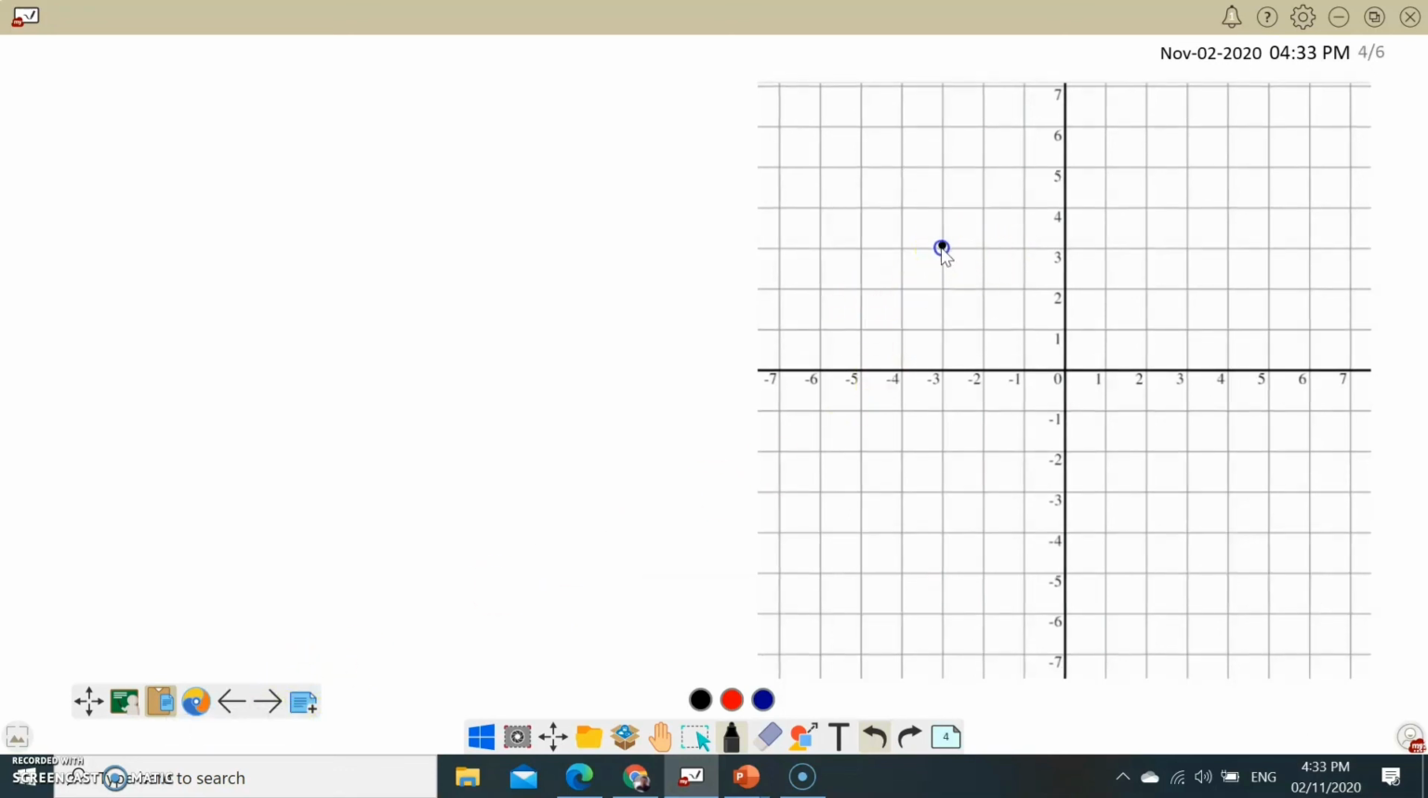What is the coordinate of point A? Very good. It's negative 3, positive 3. What is the coordinate of point B? Very good. It's 7, negative 3. What is the coordinate of point C? Good job. It's negative 5, negative 4.